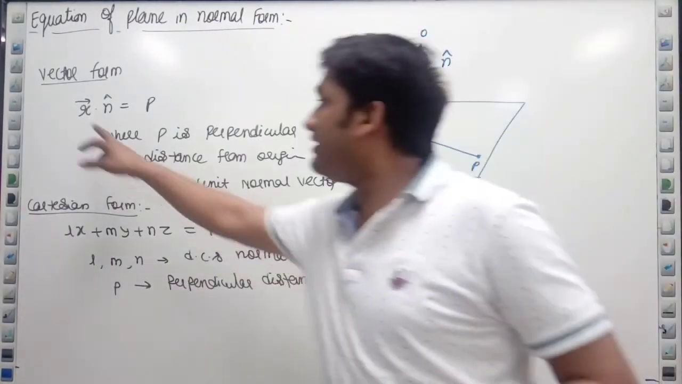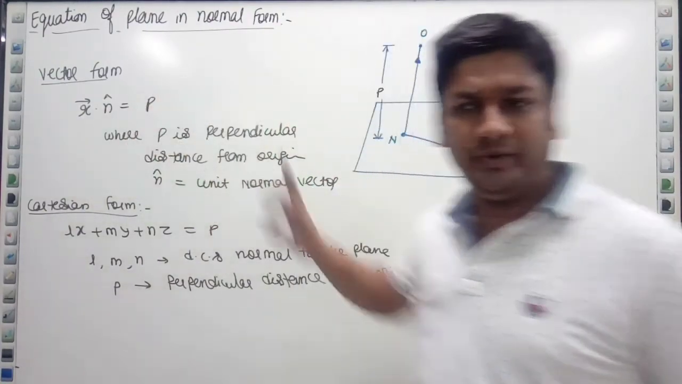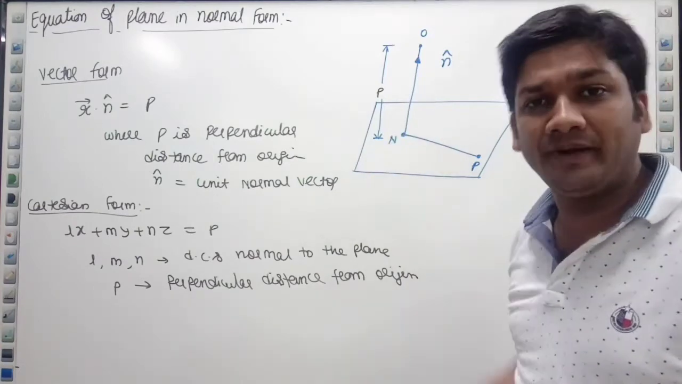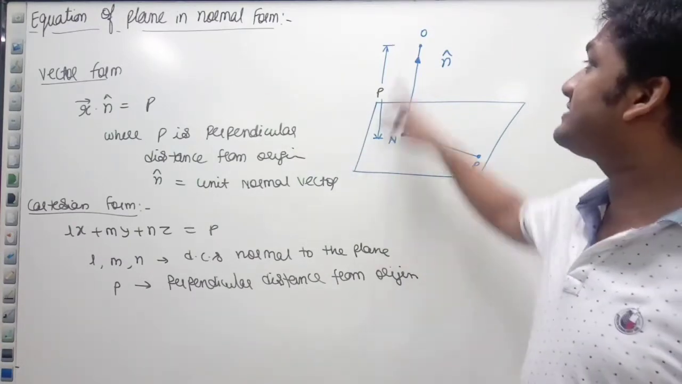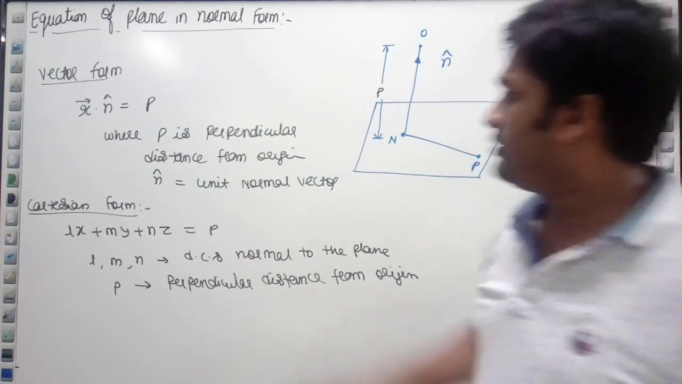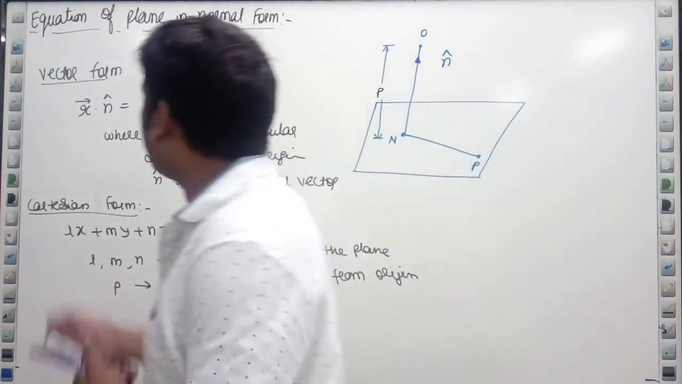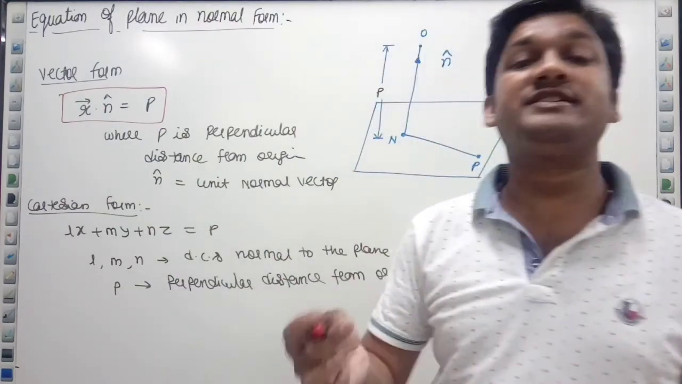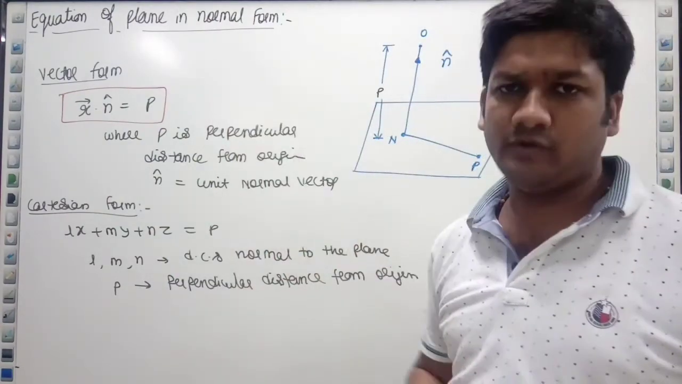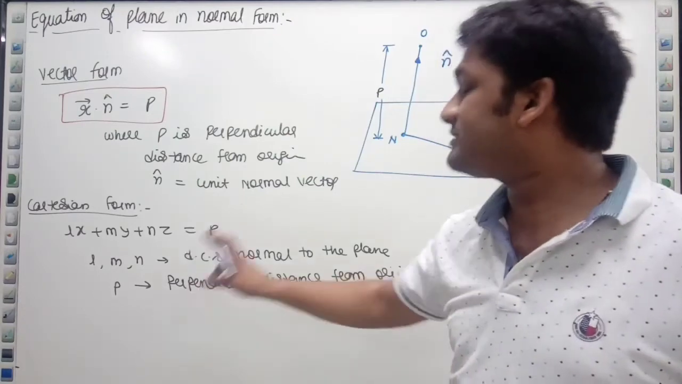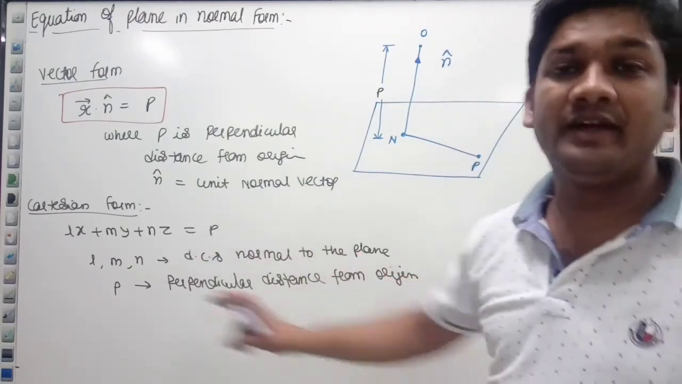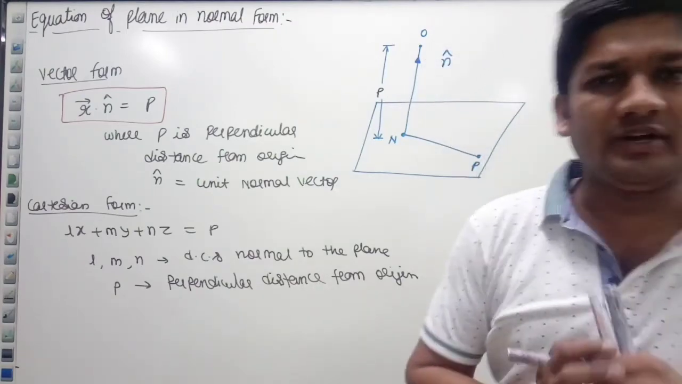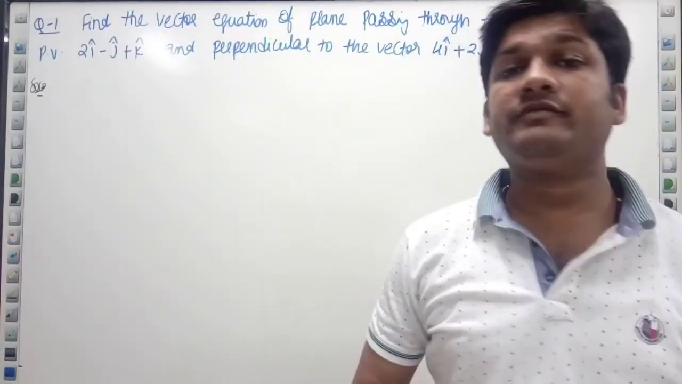We have written r dot n cap equal to p, where n cap is any vector which is perpendicular, normal to the plane, and p is the perpendicular distance from origin. Right? So this can be written r dot n cap equal to p. So whenever we have the distance from origin, we'll use this formula. In Cartesian form, it is lx plus my plus nz equal to p. l, m and n are direction cosines normal to the plane, and p is the perpendicular distance from origin.